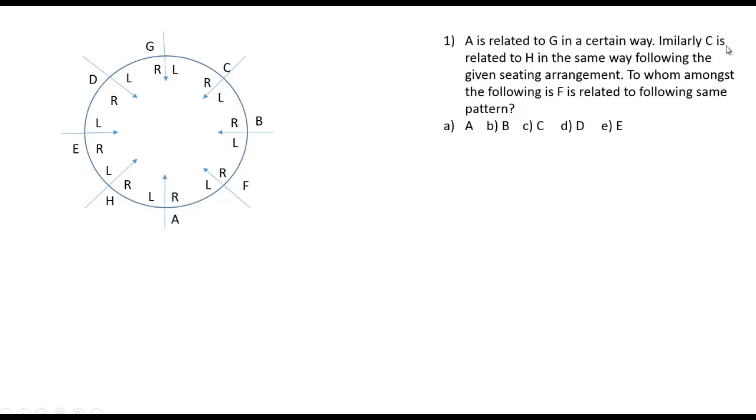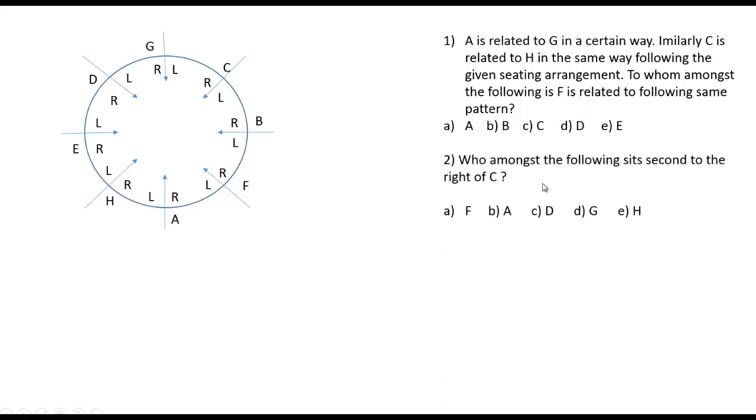Now take another. C is related to H in the same way. C, where is C? This is C, and H, both are opposite to each other, and therefore to whom amongst the following is F related. So here it is F, and so what is opposite to F? That is D. So D is related to F, and so the proper answer will be this fourth one.